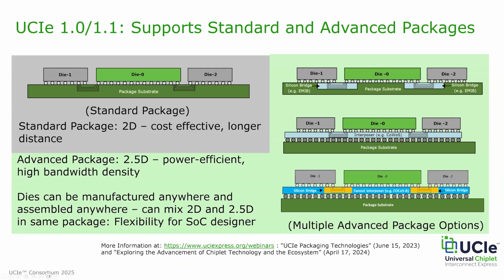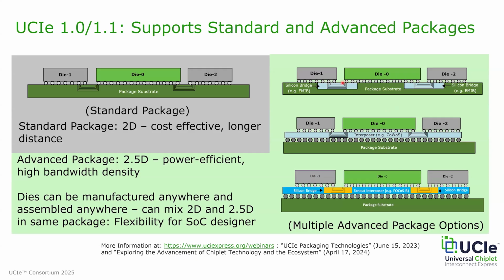Standard package is called 2D. It's for cost-effective systems. The distance is 25 millimeter on package. Your bump pitches are 100 to 130 micron. Advanced package is for power efficient performance and very high density. Your bump pitch range is 25 micron through 55 micron. And the distance between the dies or the micro bumps here is less than 2 millimeter.